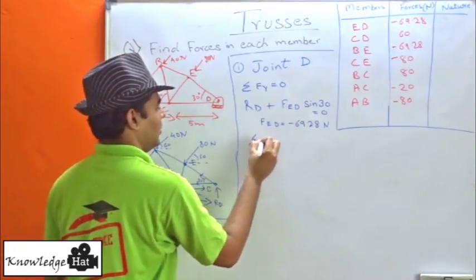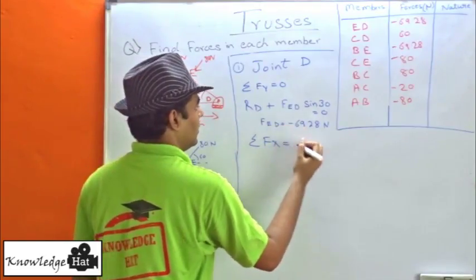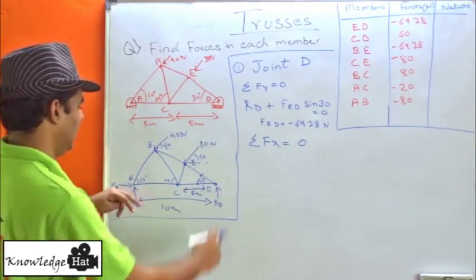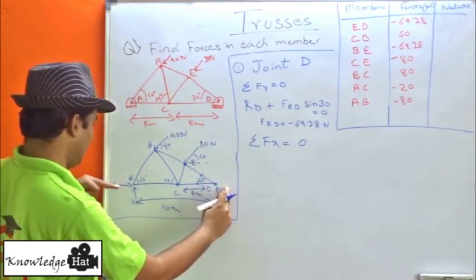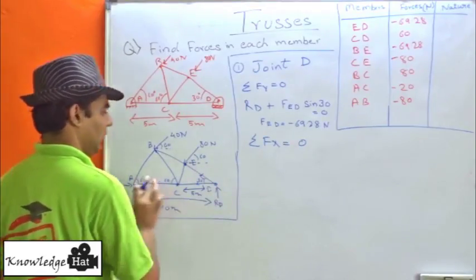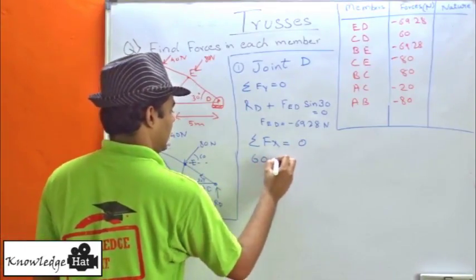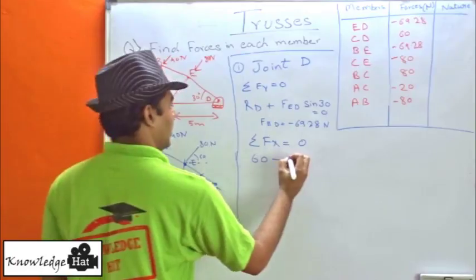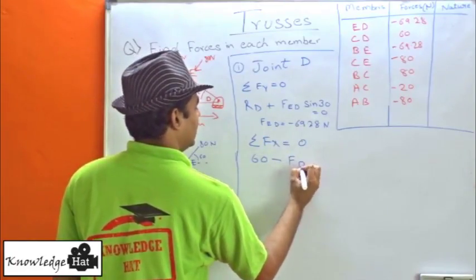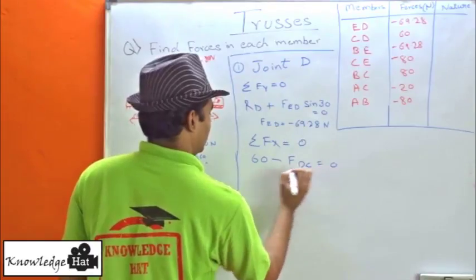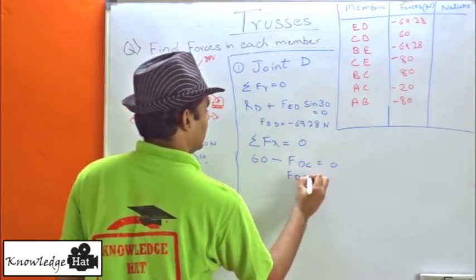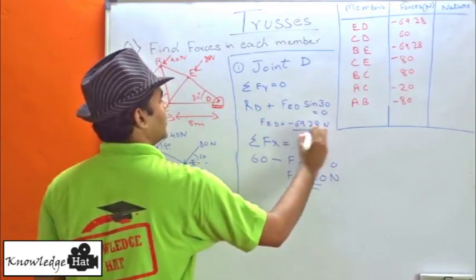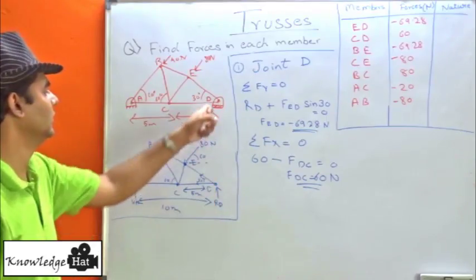The next one is by doing summation Fx at point D, equating it to 0. We have at point D, there is a force HA which will act on it, which is in positive x direction, so it is plus 60, and this force is opposite of it, FDC. So FDC is equal to 60. So we get two values from the first joint, that is joint B.